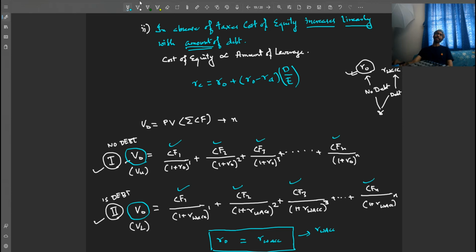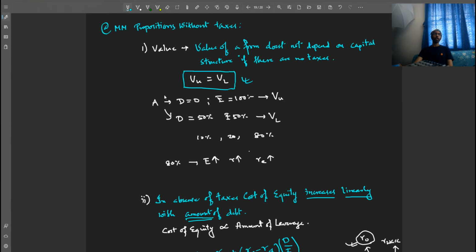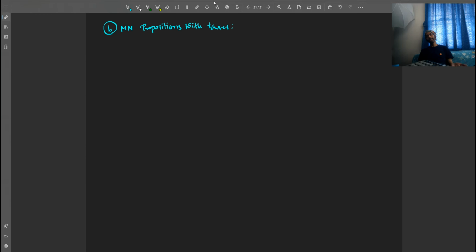Now friends, these are the two propositions of Miller and Modigliani under the condition where there are no taxes. We have already gone through the assumptions. From there, only one thing we are going to change now. From without taxes, we are going to make it with taxes. So let's see what happens there. So, Modigliani Miller propositions with taxes.